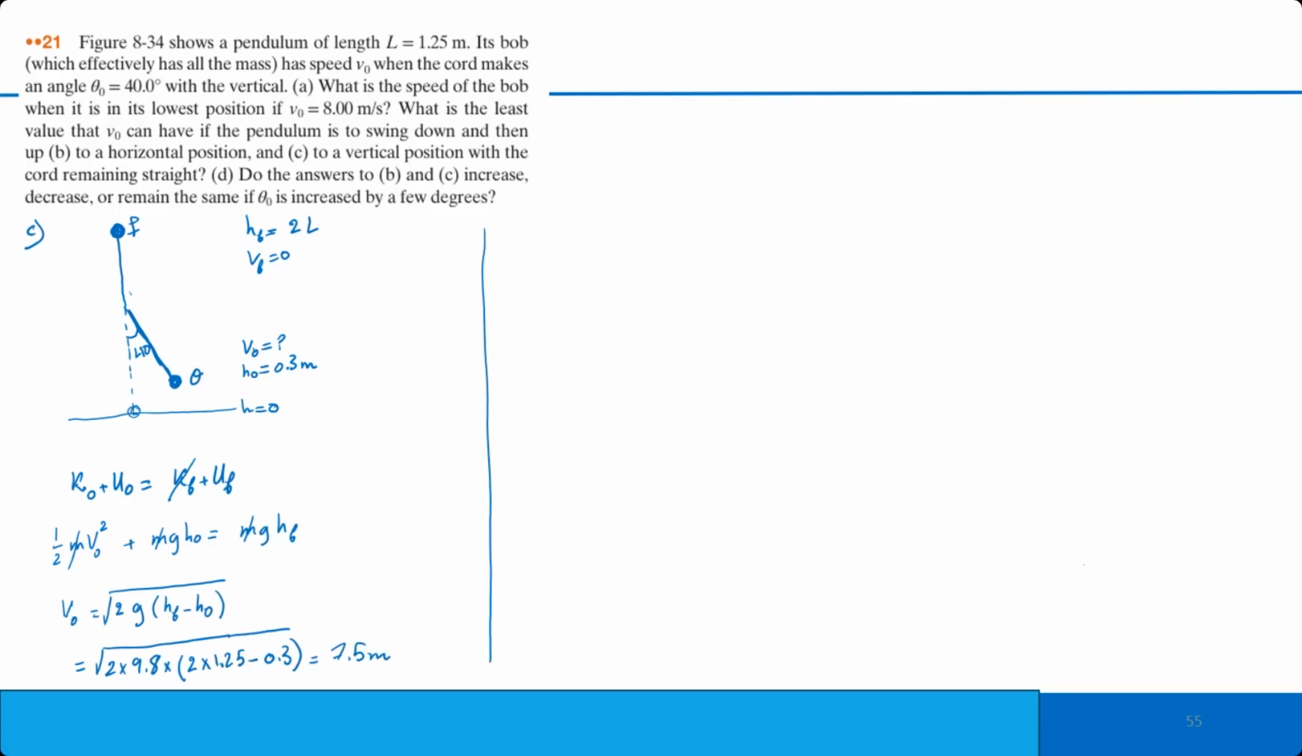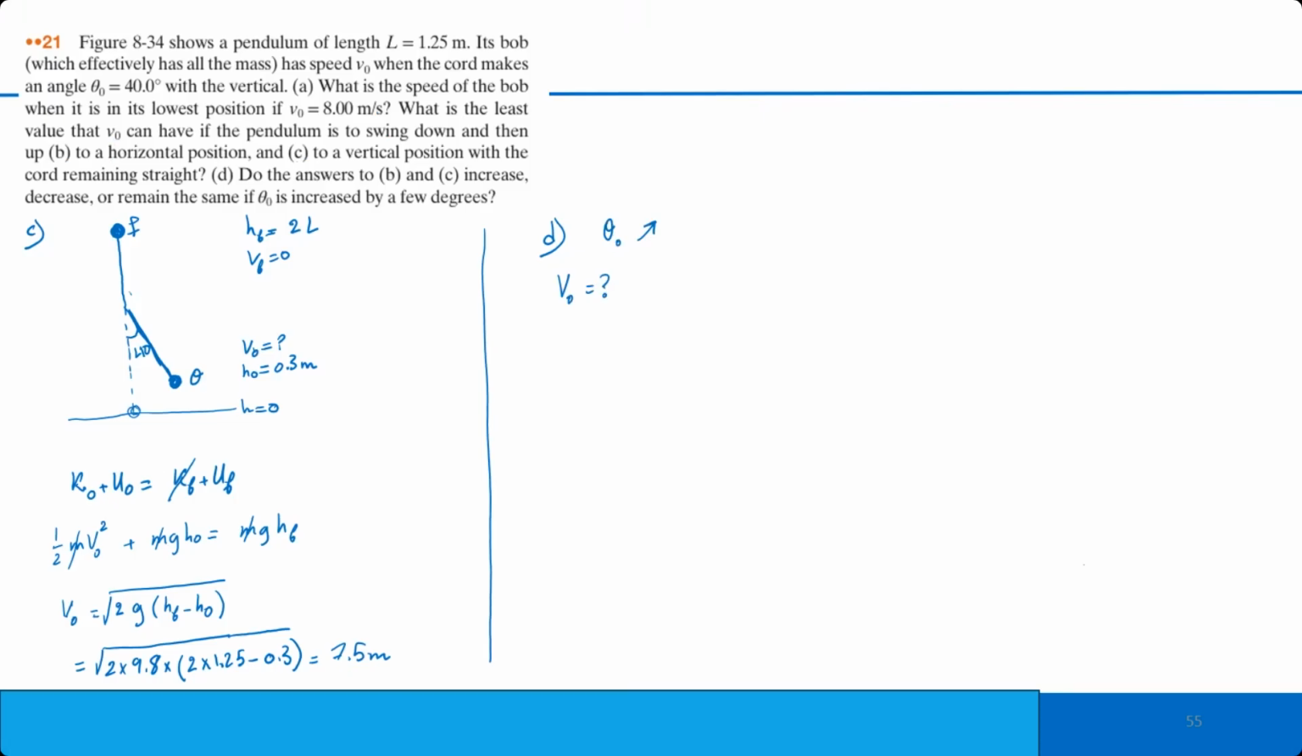In part D, we have a conceptual question. Do the answers to part B and C increase, decrease, or remain the same if theta 0 is increased by a few degrees? So I increased theta 0. I want to see what happens to the answers of B and C. What was the question in parts B and C? We were asked about the least value that V0 can have. So we want to see what happens to the initial needed speed if we increase the angle.